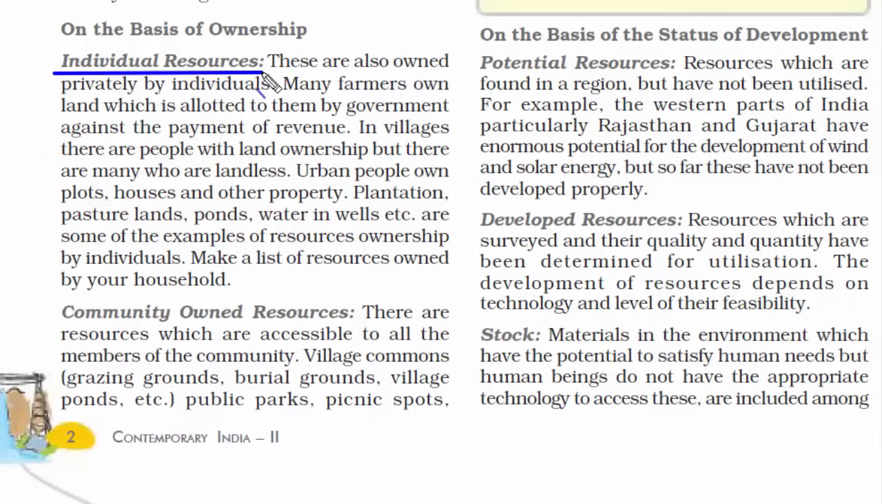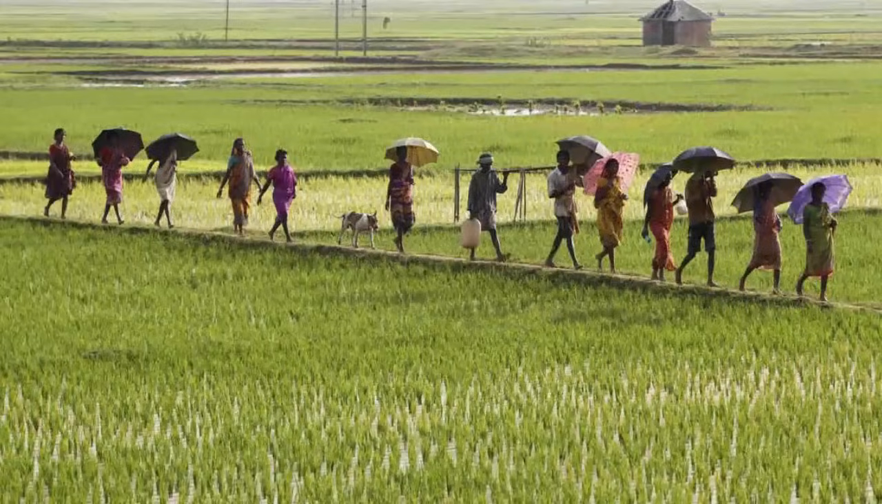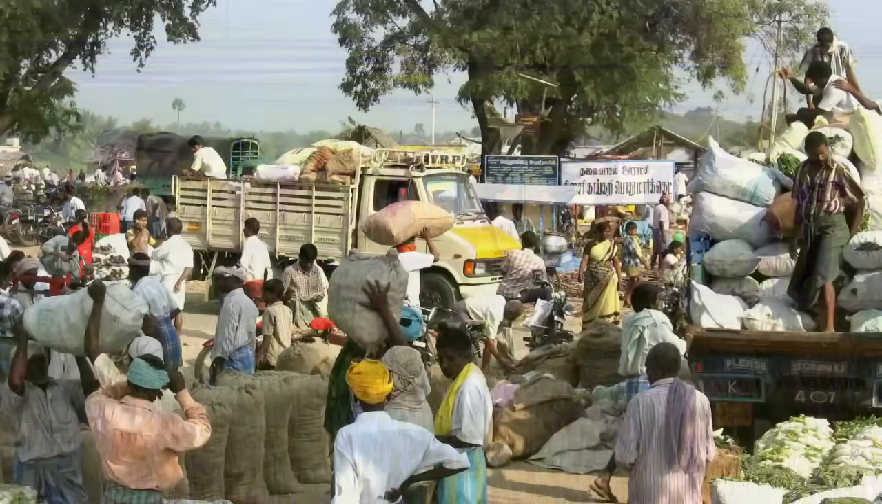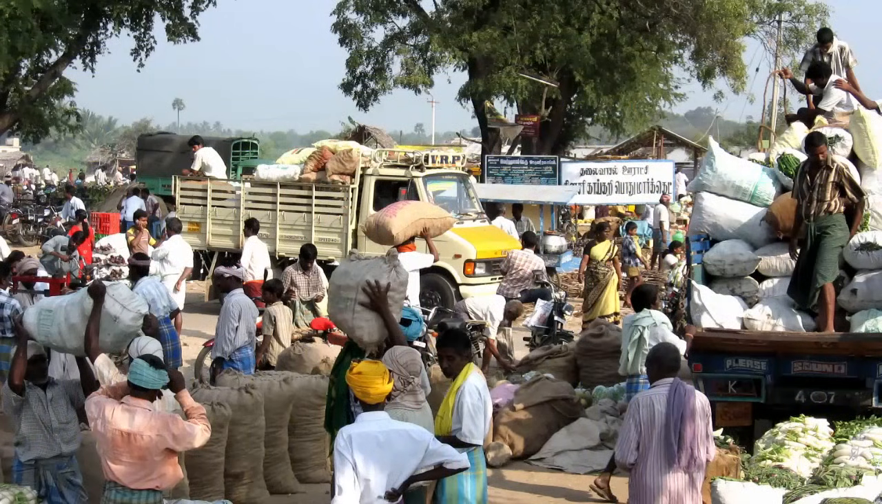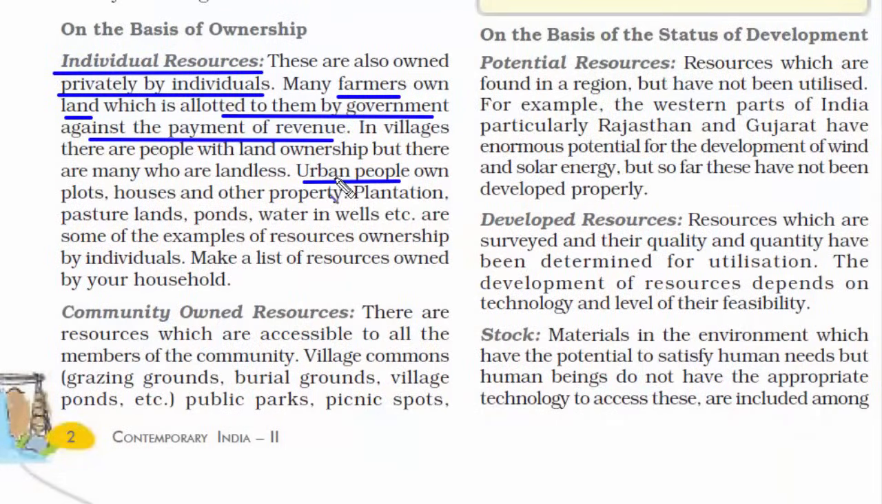So what is the meaning of individual resources? They are owned privately by individuals. For example, farmers have land which is given to them by the government, and at the end of the month or a particular year, they have to make payment. Now coming to the urban side, we all have plots and houses and other properties. So every individual has bought that land. So they can do whatever they want to.